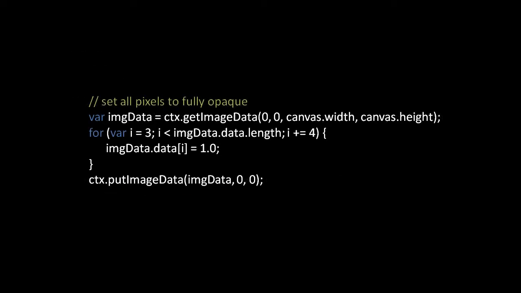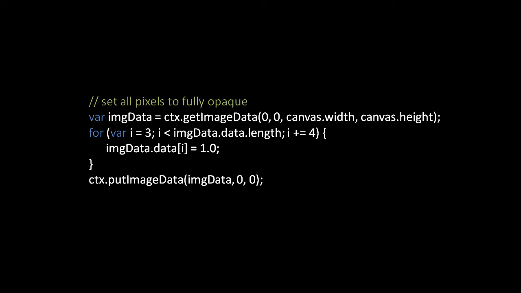So, for a very simple example of what you might do with these methods, here we are modifying the alpha value of every pixel on a canvas such that it is fully opaque, that it has a value of 1. First, we're getting the image data of the full canvas by invoking on the context object the getImageData method with the arguments 0, 0, meaning starting in the top left corner, and with a width and height which is the same as the current width and height of the canvas itself.